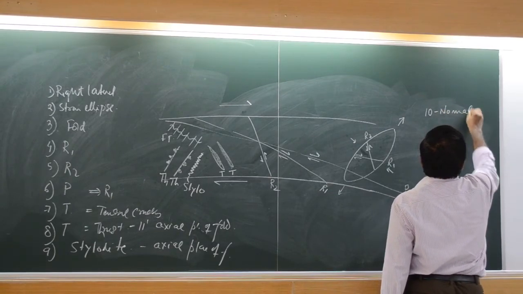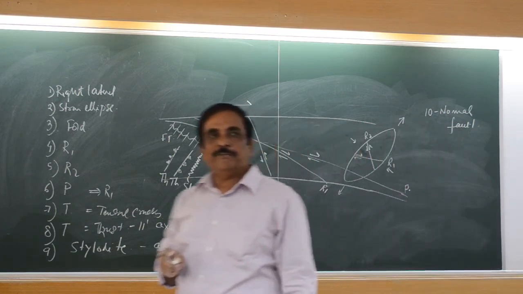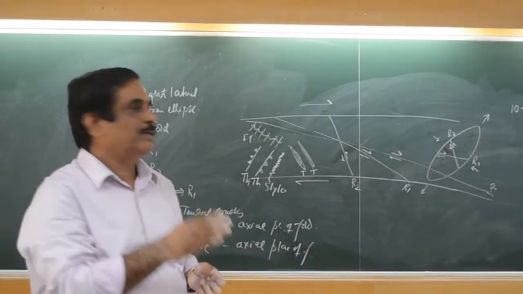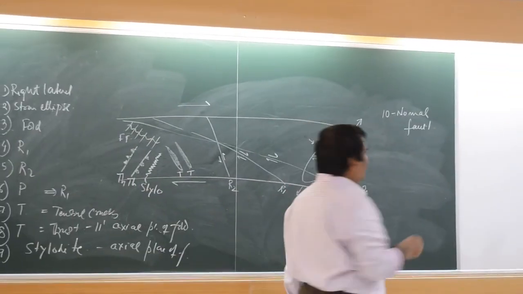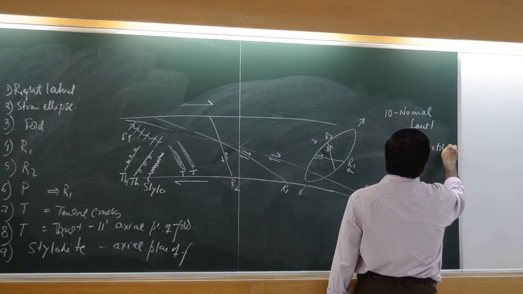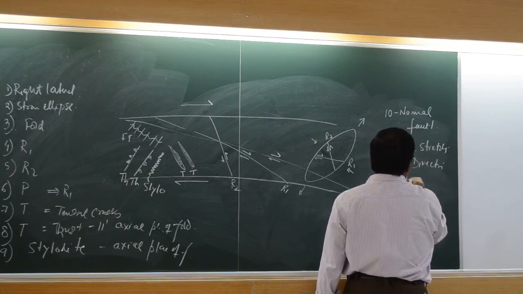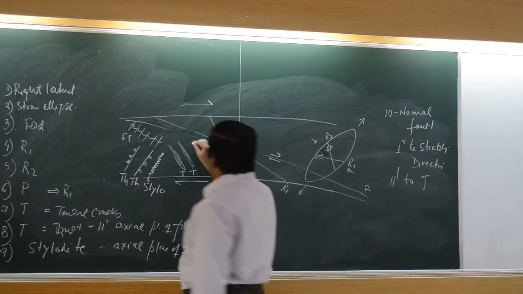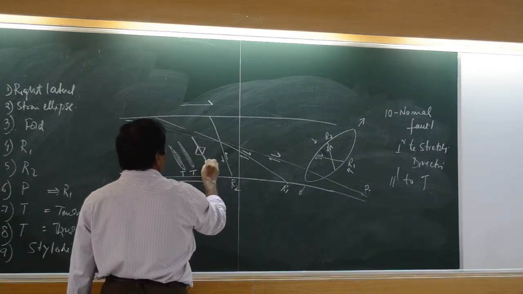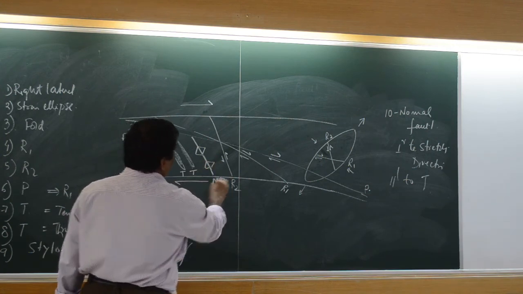Can you tell me, I will not tell now, how the normal fault develops? A normal fault develops perpendicular to the stretching direction, so parallel to T. Perpendicular to the stretching direction, so parallel to T, this T, you draw the normal fault like this. The normal fault symbol is like this, with the triangle. This is the normal fault.